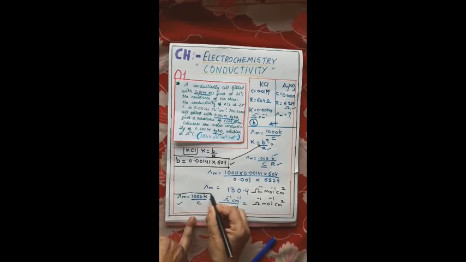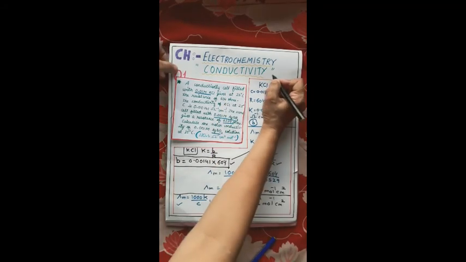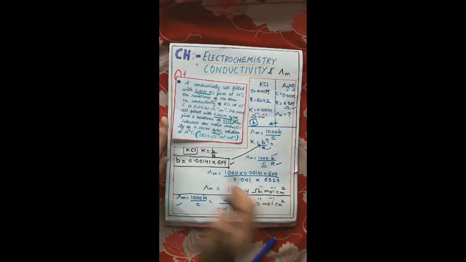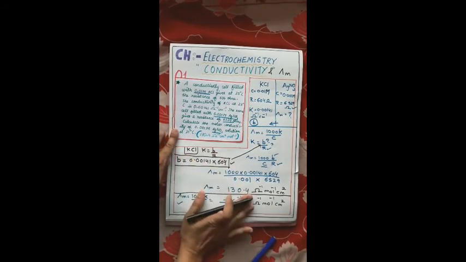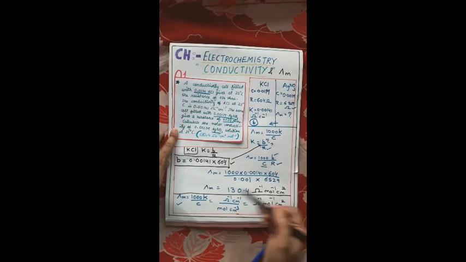So in this way we solve the numerical based on conductivity and molar conductivity. So when we read the question, we have to read it twice and we have to write the data in this way so that it becomes very easy to calculate.